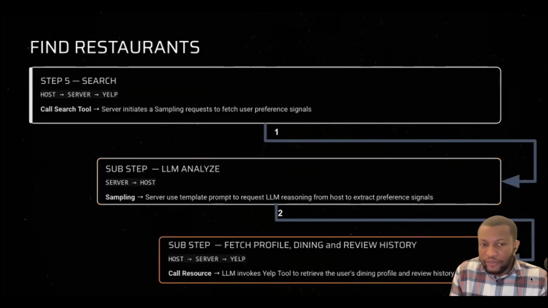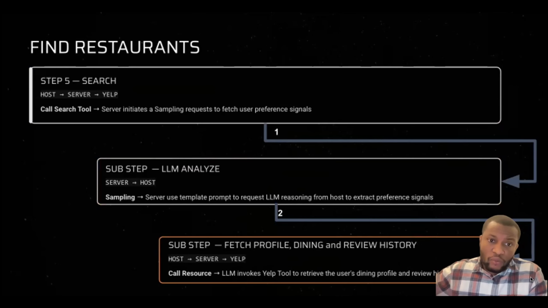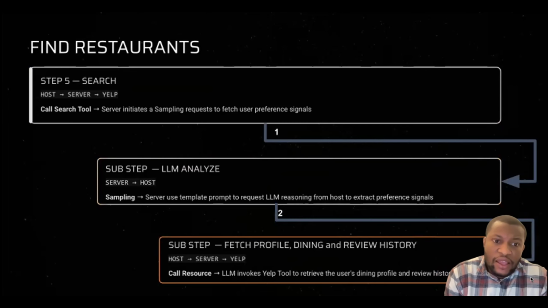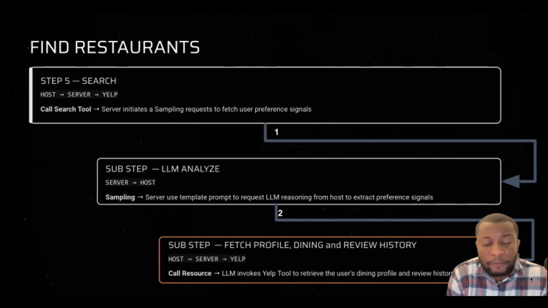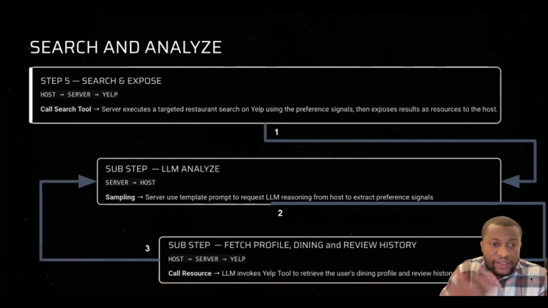But the thing is, the LLM eventually would discover that it needs to fetch the user profile, their dining history, their review history, because maybe the MCP server would have indicated from the template prompts provided to the LLM that it should use this as context for the signal that it's trying to extract. And it identifies that, and in return, it invokes the resource from the MCP server to fetch the user's dining history, review history, and all of these things. And once it invokes it, it gets the data back.